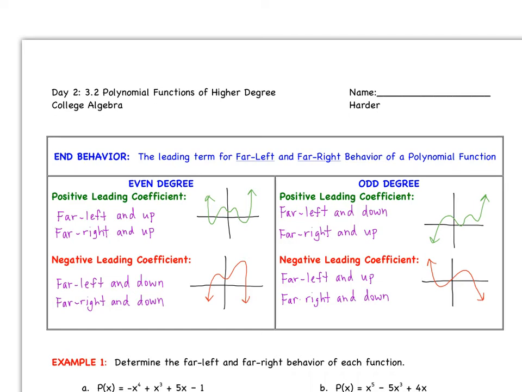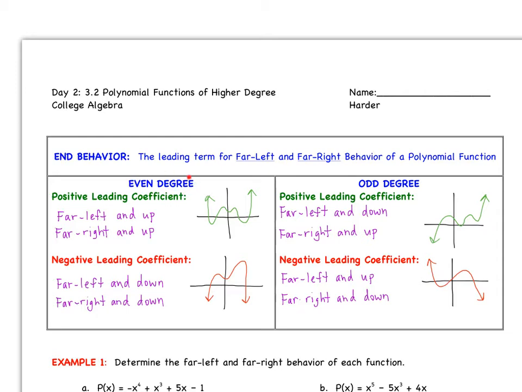Hi everybody, welcome to day 2, 3.2 polynomial functions of higher degree. So we're going to look at end behavior and then we'll start talking about zeros of functions. So first, remind yourselves about end behavior. We're just going to use a little different terminology than last year. We're going to talk about far left and far right behavior of a polynomial function.